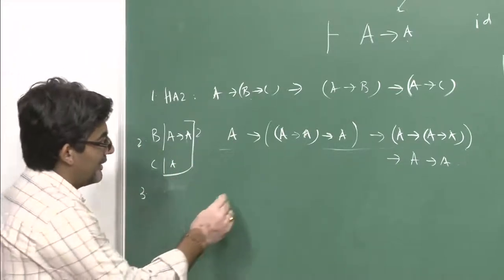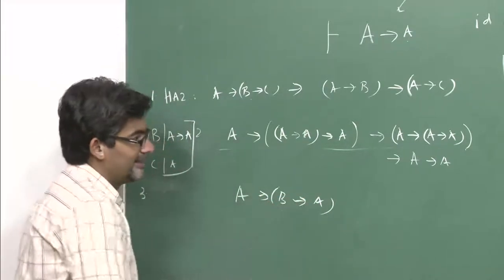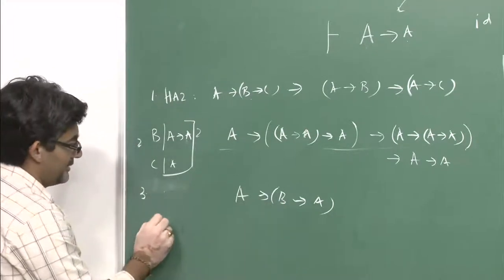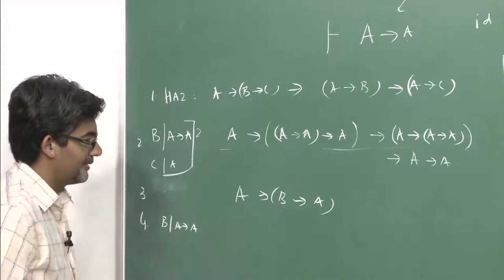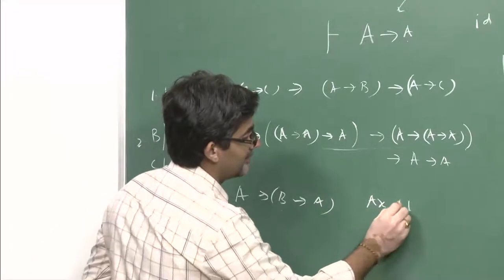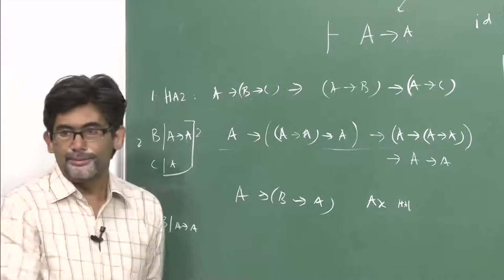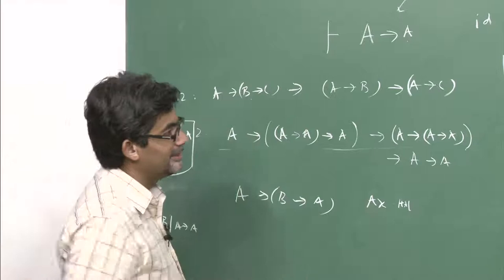So now we have an axiom, A implies B implies A. In this you substitute again: for B you substitute A implies A. So now this becomes, what is this? This is axiom number 1, HA 1. If we can understand one proof, then we can prove many other theorems, you know.